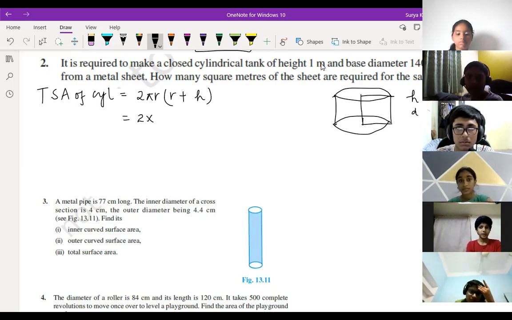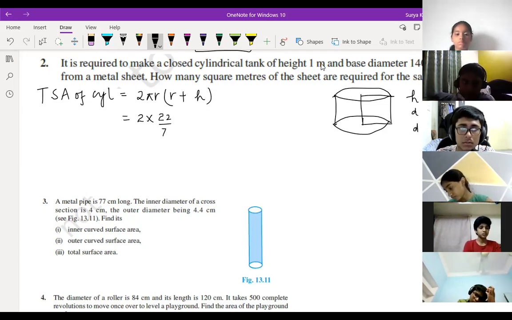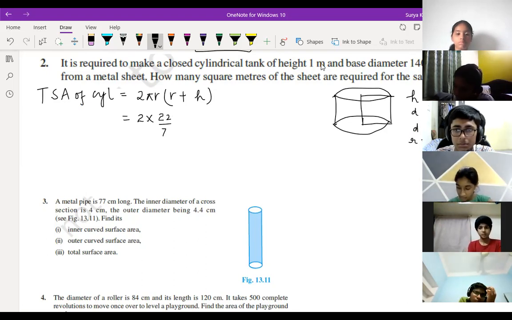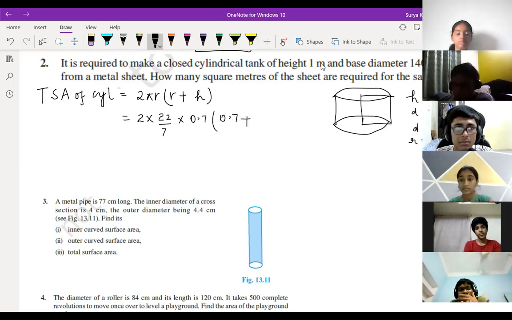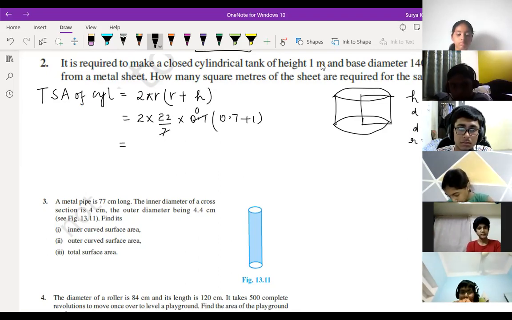140 centimeters is 1.4 meters. You want to write in meters, okay? Write it in meters. If you want to convert meter to centimeter, you can convert that way also, and the answer will come the same, no problem at all. So 2 into 22 by 7, radius is equal to 0.7 meters, okay? Radius is 0.7, and again you can write 0.7 plus 1. So this 7 and 7 will get cancelled, and you can write 0.1.